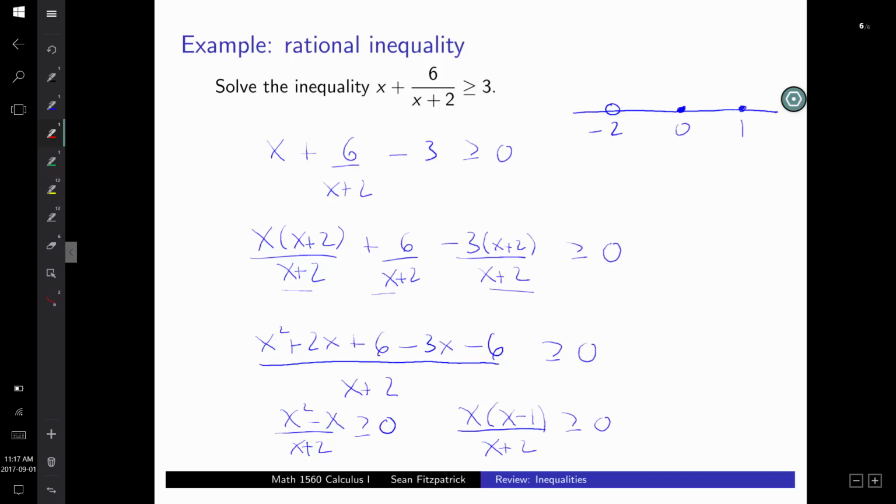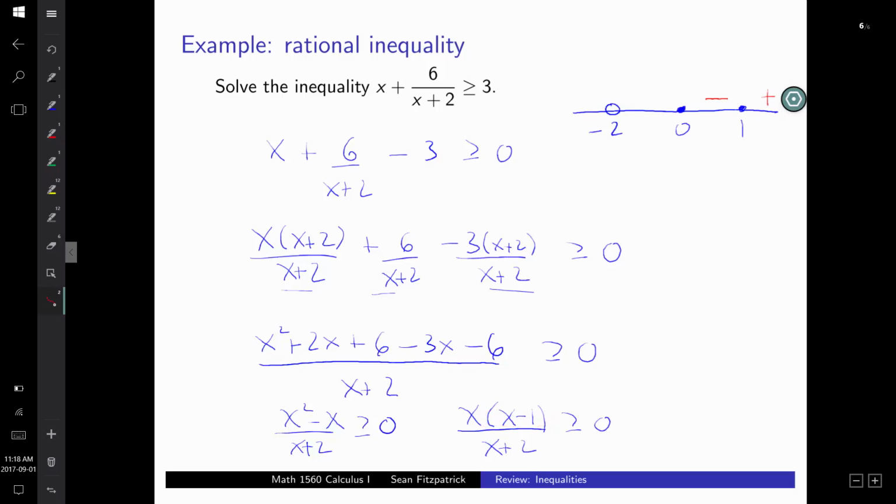And now I work my way through, and in each one of the four intervals that I have, I say, okay, what's the sign? If x is bigger than 1, everything here is positive, so the whole thing is positive. What about between 0 and 1? Well, between 0 and 1, this is positive, but that's negative. I've got one minus sign. So overall, the whole thing is negative. What about when I'm between minus 2 and 0?